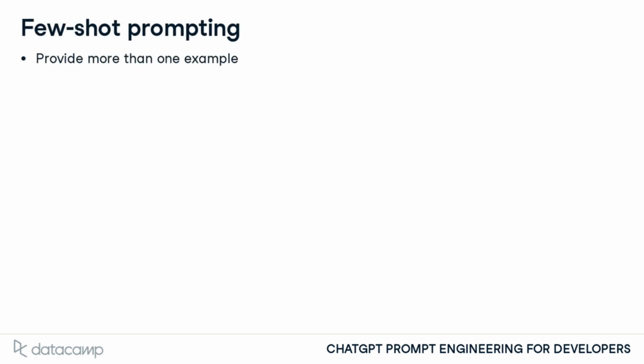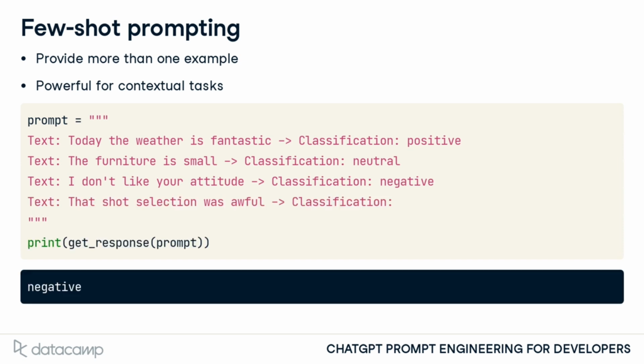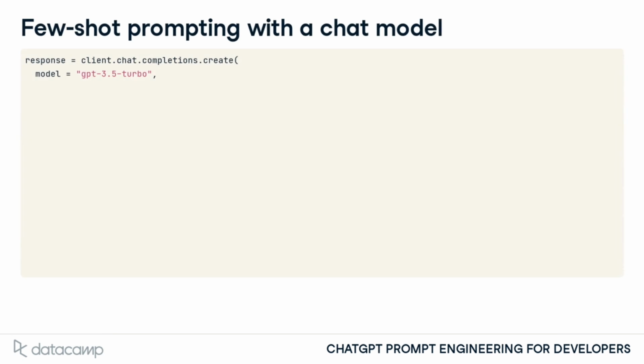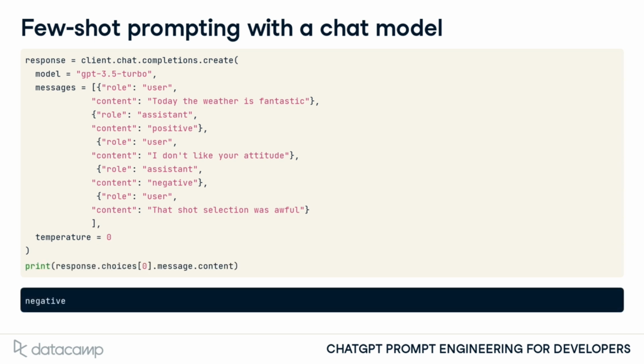In few-shot prompting, we give the model multiple examples. This is useful for complex tasks requiring more context. For instance, for sentiment analysis, we provide sample texts with their classifications, and the model uses the categories to classify new texts. We can provide examples as previous conversations in the chat completion function. For sentiment analysis, we send the text as a user message and the class as an assistant message. We do this for all examples and finally send the text to classify as a user message without the assistant message and print the output.